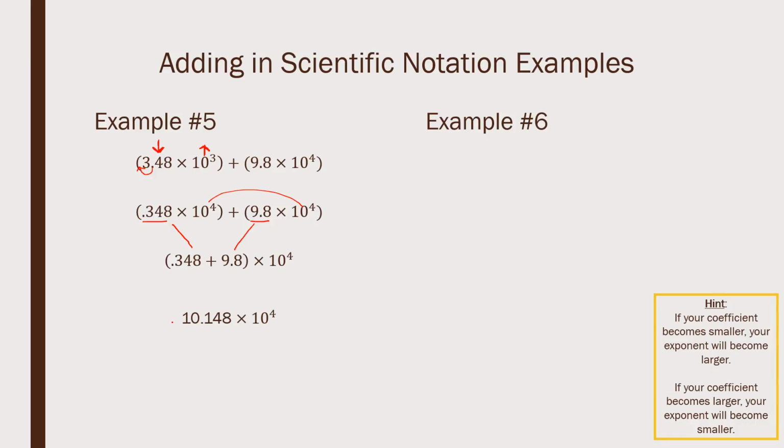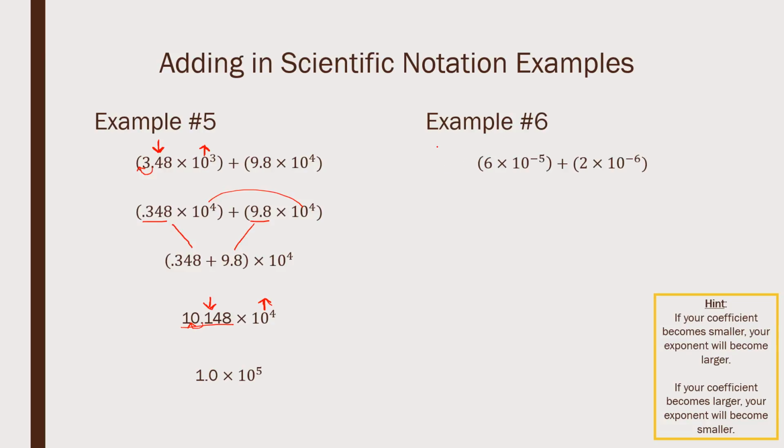And if you look at your answer, again, we've got a problem that this is not in scientific notation. So we need to move the decimal over one place. Now, if this gets smaller, then this has to get larger. Okay? So if this becomes 1.0, once I round it, then the power of 10 has to become to the fifth power. So again, our coefficient became smaller, so our power of 10 had to become larger. So as you can see, it's not too bad. It's just a little bit more steps.